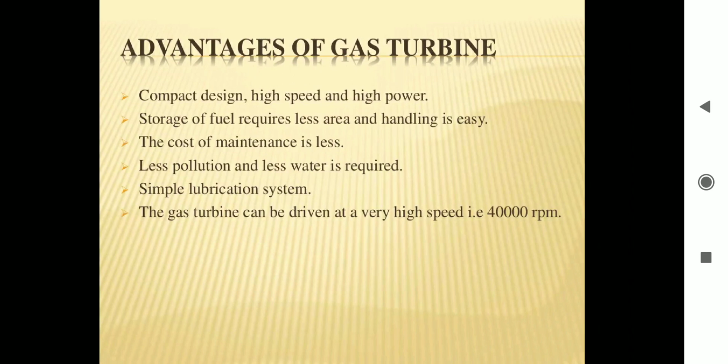The advantages, as I already told you, are a compact design, high speed and high power. Next is less pollution, and third is that a smaller amount of water is required. Next is a simple lubrication system. Next, its cost of maintenance is very low, and low storage of fuel is also required. And the gas turbine can be run at a very high speed, that is 40,000 rpm. We can drive this turbine at that speed.